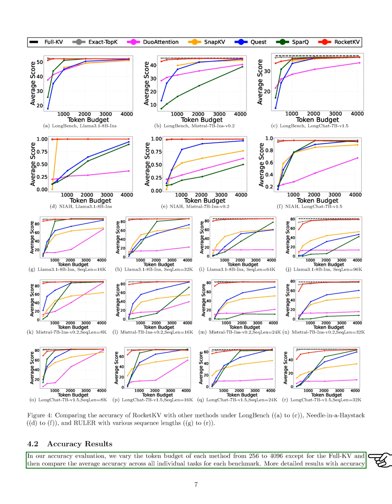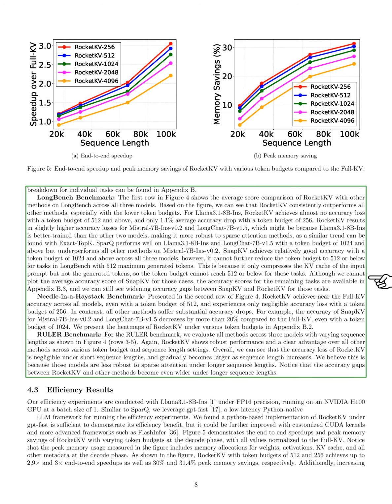In our accuracy evaluation, we vary the token budget from 256 to 4096 for each method, excluding full KV, and compare the average accuracy across all tasks for each benchmark. Detailed results with accuracy breakdowns for individual tasks are also available in the appendix. For the LongBench benchmark, we present the average score comparison of RocketKV with other methods across all 3 models. Our findings show that RocketKV consistently outperforms the other methods, particularly at lower token budgets.